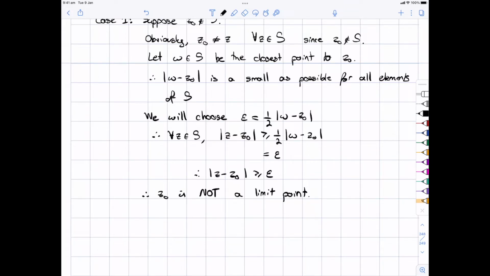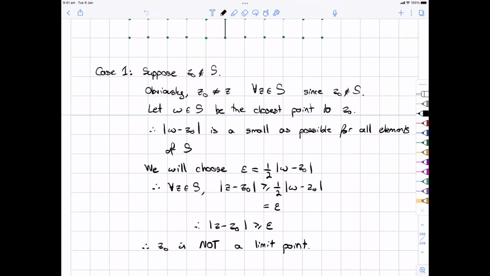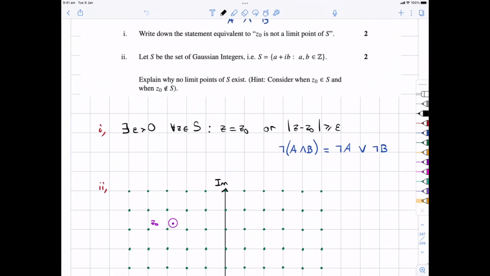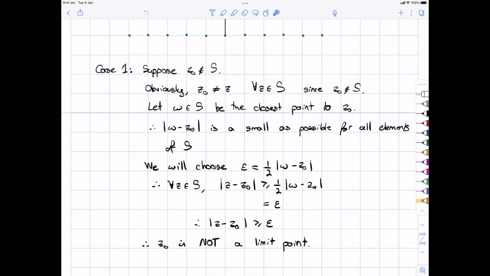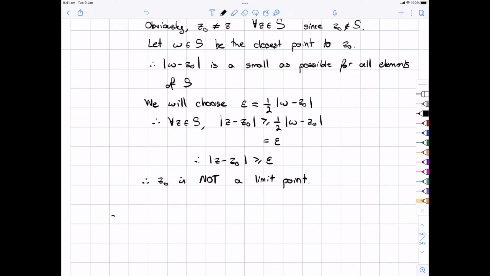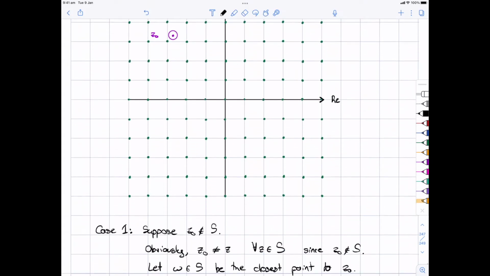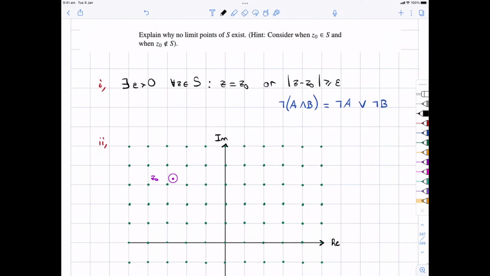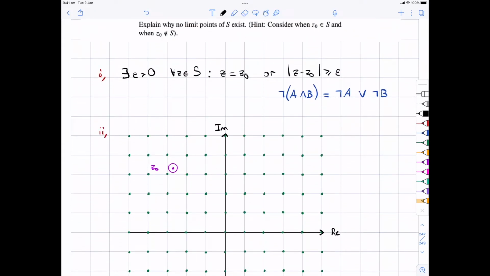And that's the end of our first case. Okay, now for our second case. The second case, it even tells us in the question, is to consider when Z0 is an element of the Gaussian integers. So I'm going to go down and write case 2: Z0 is in S. Once again, we're trying to prove that we don't have a limit point if Z0 is in S. But it's good to be able to visualize this.